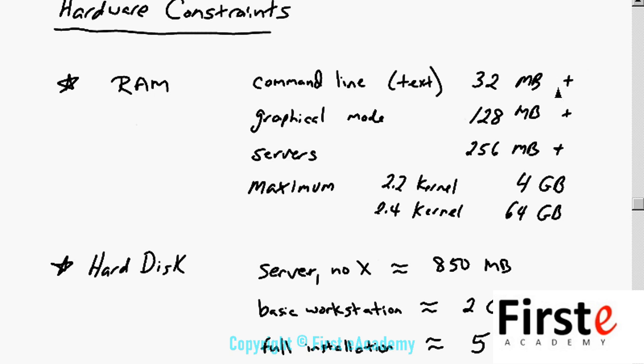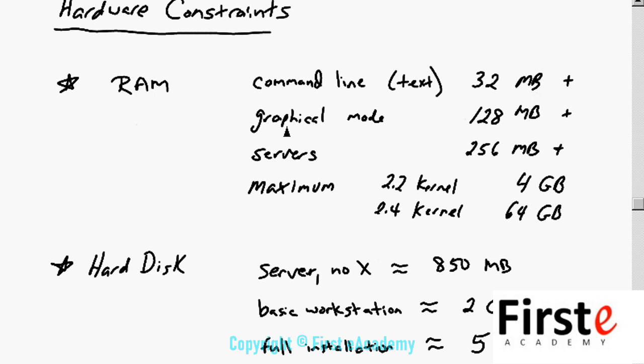Now, I've put a plus sign out here because adding more main memory than that will only increase the performance of your system. Maybe just because you're running it at the command line doesn't mean you're not doing something intensive. Maybe you're running some intensive scientific calculations from the command line. Well, then having more than 32 megabytes of main memory will certainly increase the performance of that application.